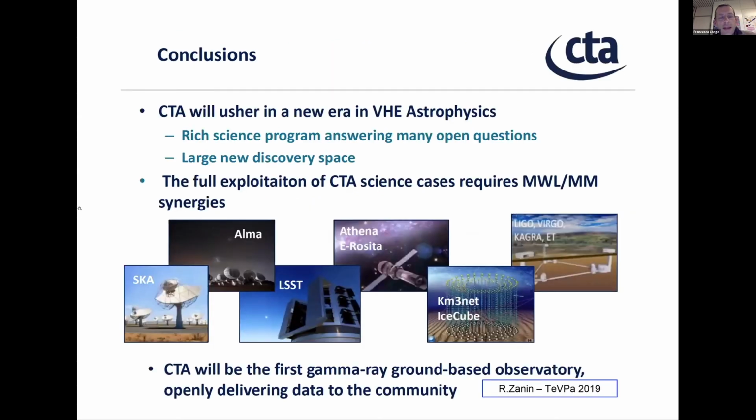So the conclusion is that CTA will open a new era in very high energy astrophysics, having a rich science program with a large new discovery space. And maybe optical SETI will be one of them. Why not? Because the optical properties of these Cherenkov telescopes might be best suited, given the very huge collection area and the possibility of getting nanosecond pulses, as they are needed for Cherenkov telescopes, but they may be used also for SETI searches. And the full exploitation requires multi-wavelength and multi-messenger synergies.